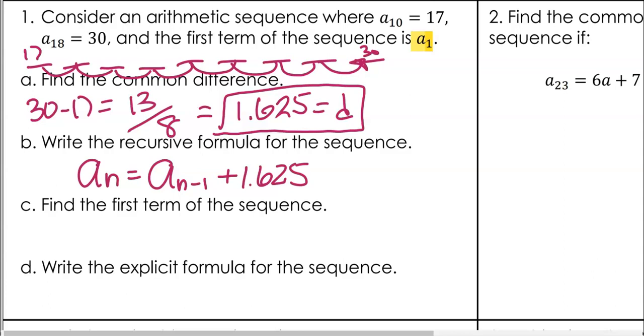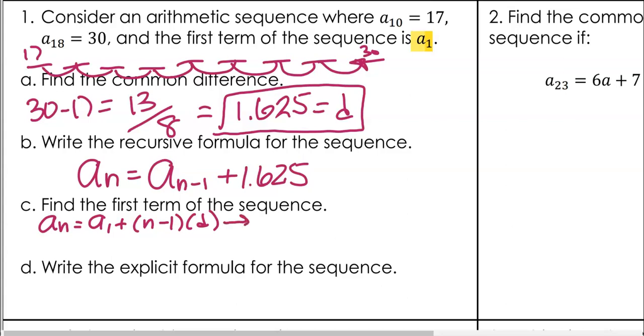The explicit, okay? And we have two values that I can use. I can use A10 equals 17, or I can use A18 equals 30 to plug into our formula to find the first piece. So we're going to use this guy, right? A sub 1 plus n minus 1 times d. We want to know what is the first term, so we're going to plug in what we know.